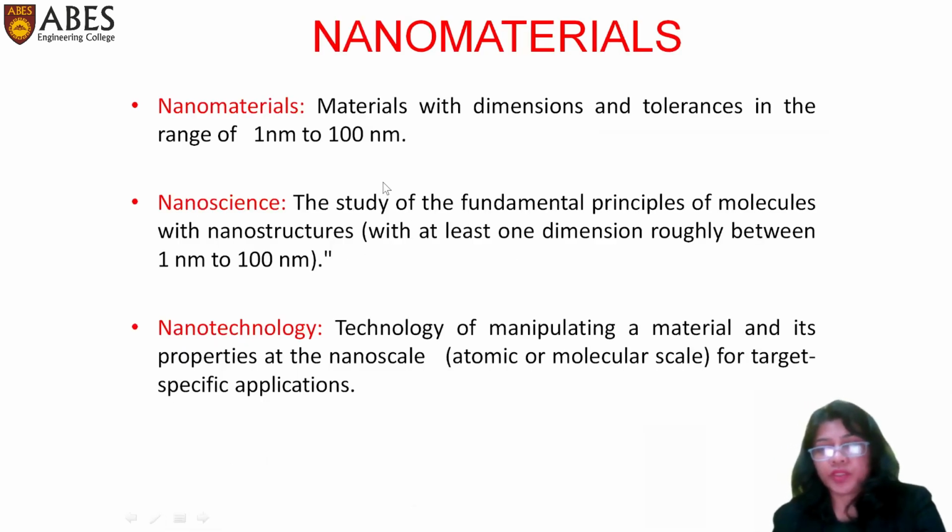When we are talking about nanomaterials, there are some major terminologies which we must be aware of. Nanomaterials are generally the materials which have dimensions and tolerance within the range of 1 nanometer to 100 nanometer. When these nanomaterials are used for the study of fundamental principles of molecules, that is called nanoscience. And when we manipulate the material and its properties at the nanoscale for particular target-specific applications, then that method is called nanotechnology.